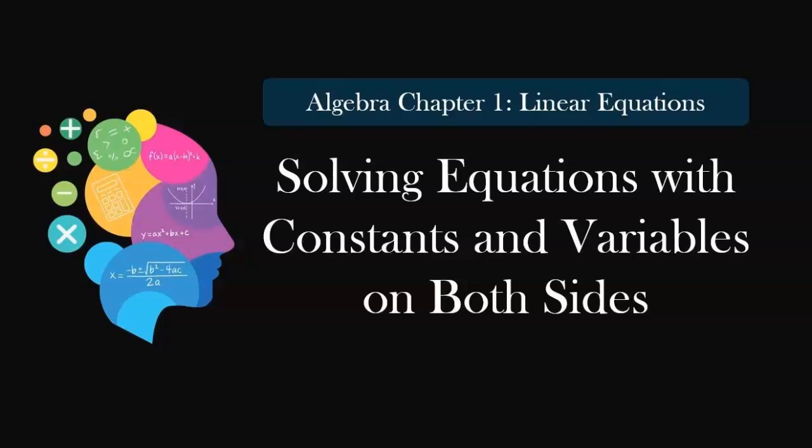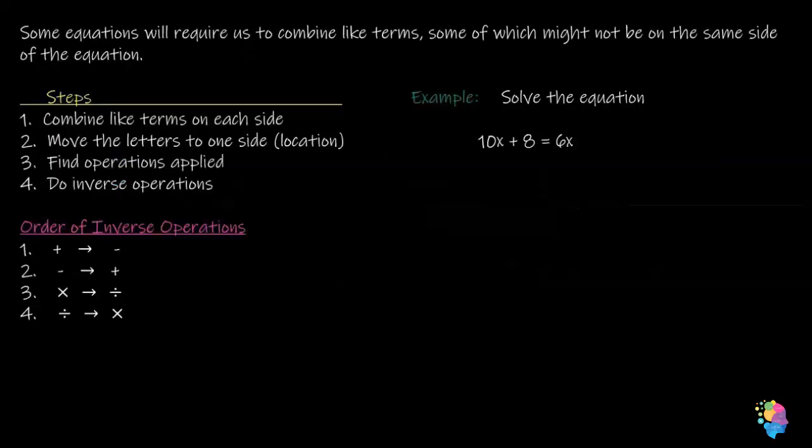In this video, we will learn how to solve multiple step equations with numbers and letters on both sides of the equal sign. Some equations will require us to combine like terms, some of which might not be on the same side of the equation. So we're going to have to add one more step to accommodate for that.